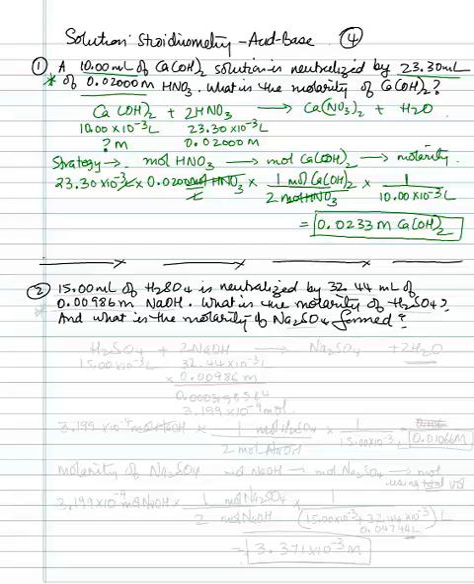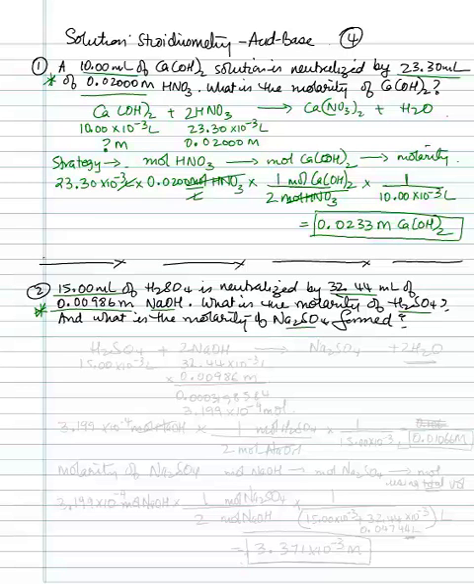Okay, next problem then is 15.00 milliliters of sulfuric acid is neutralized by 32.44 milliliters of 0.00986 molar sodium hydroxide. The question is, what is the molarity of sulfuric acid, and then what is the molarity of the sodium sulfate that is formed?